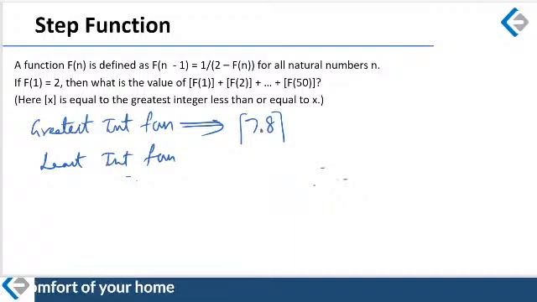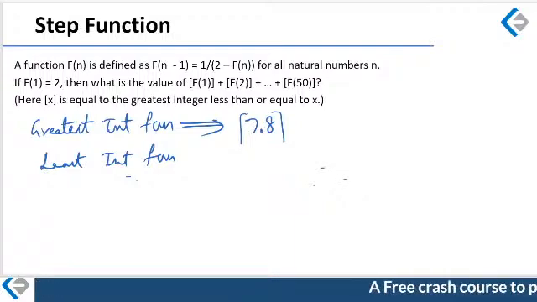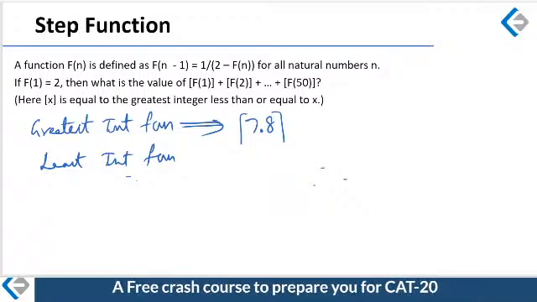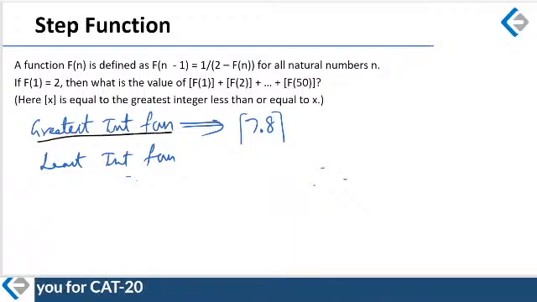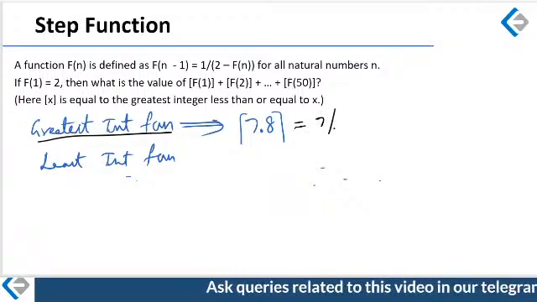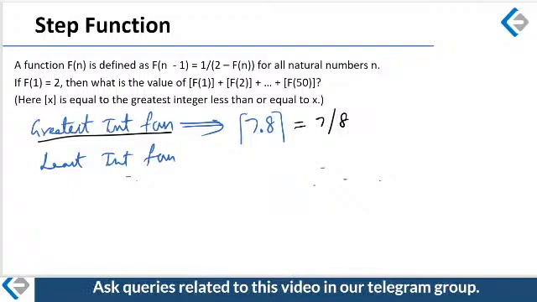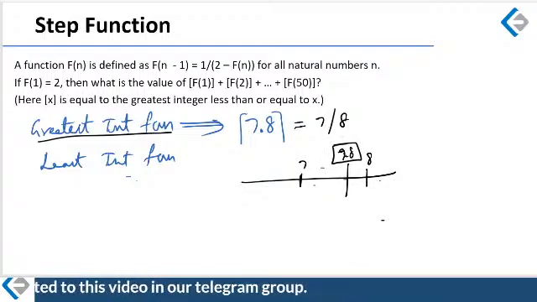The symbol is not important anyway. Before writing a symbol, they'll explain that this is nothing but the greatest integer function. What is the greatest integer here? People will have a doubt between 7 or 8. That's a problem. There is a 7 here, there is an 8 here, and I'm stuck at 7.8 in between.